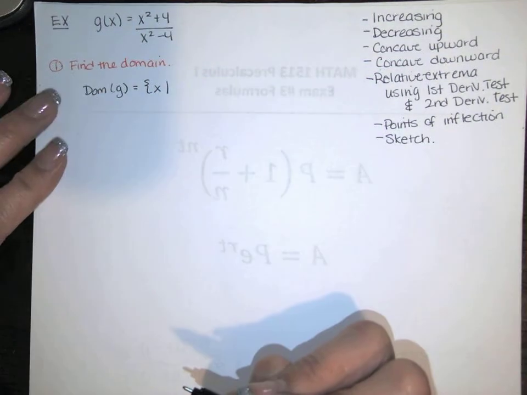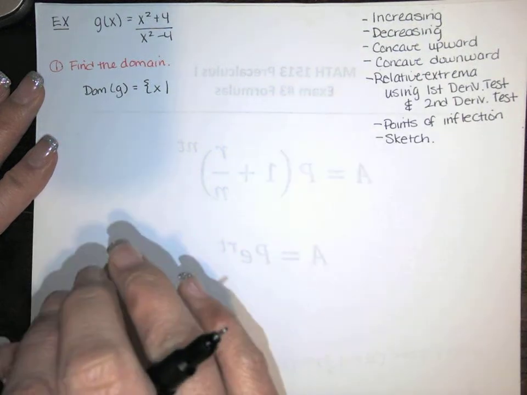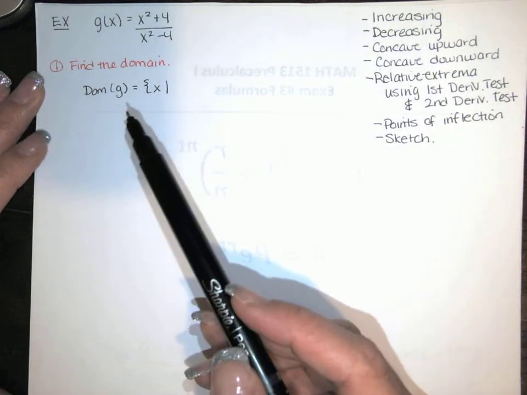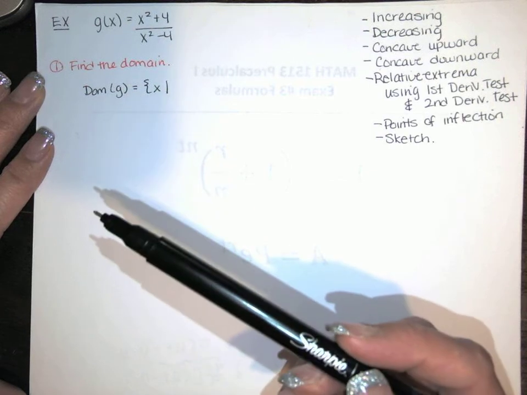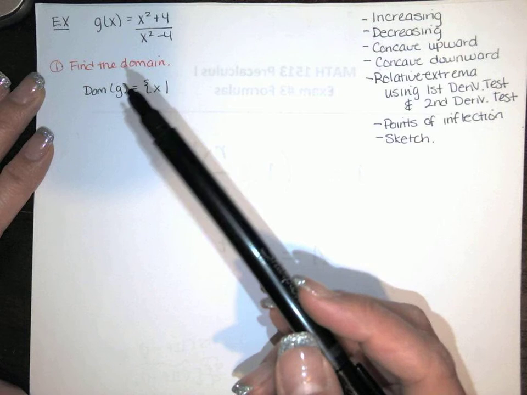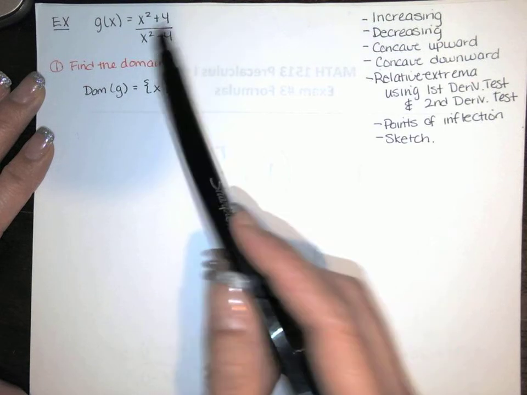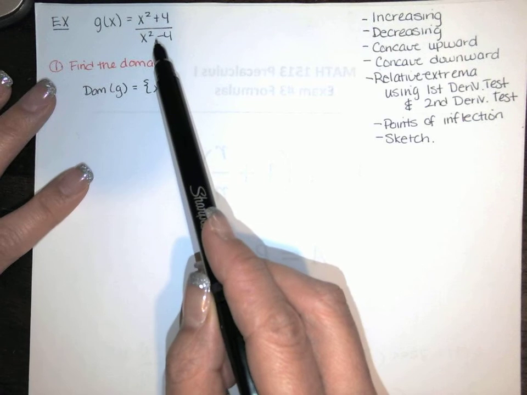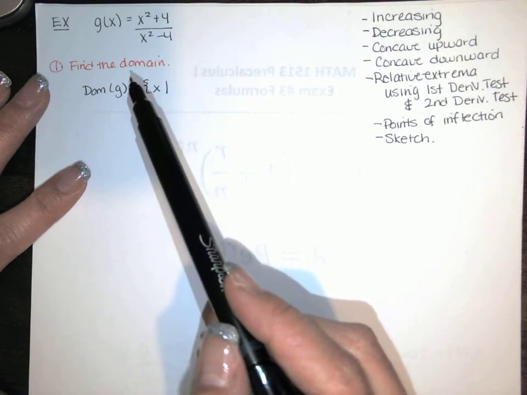This is the set of all x such that the following is true. We need to include or exclude all the x values that cause 3 problems. We don't want to divide by 0, we don't want to take even roots of negative numbers, and we don't want to take the logarithm of a negative number or 0. There are no even roots, there are no logarithms, so the only danger is dividing by 0. We would be in trouble if this denominator x squared minus 4 were 0.